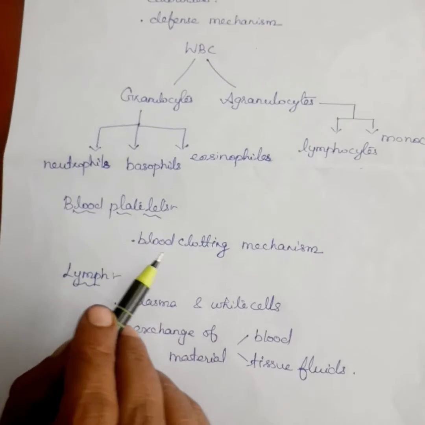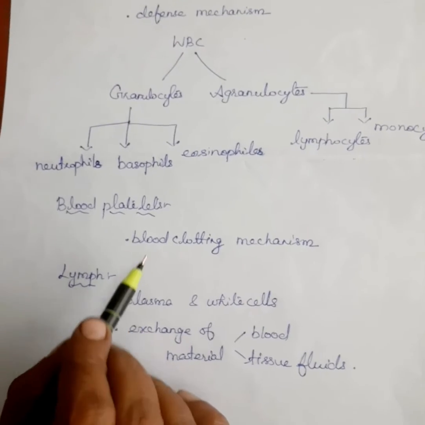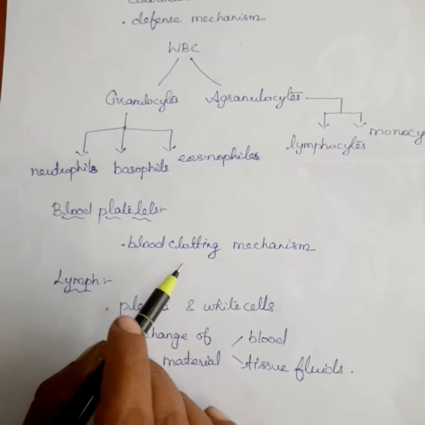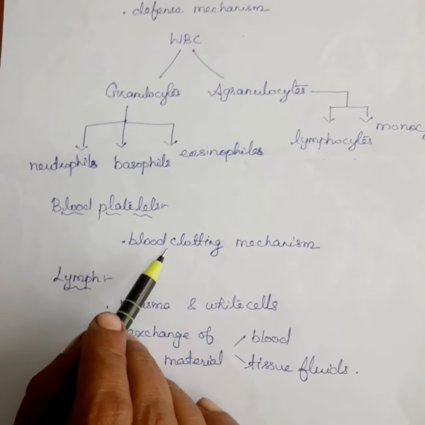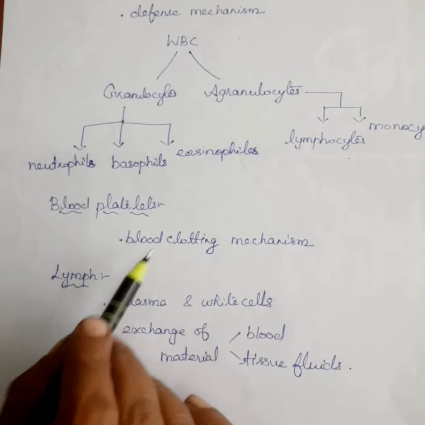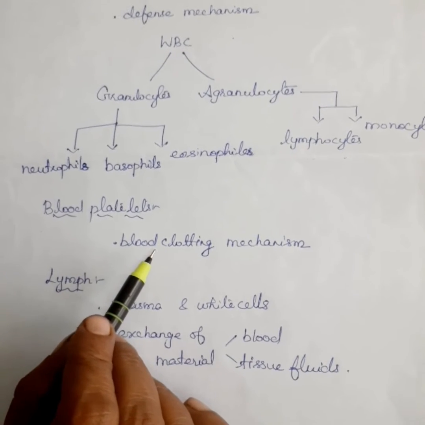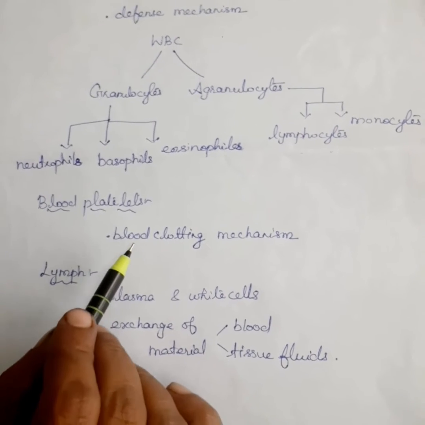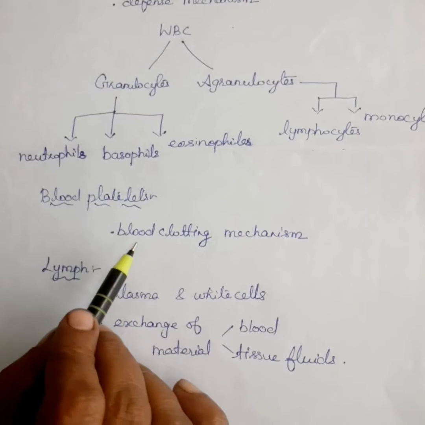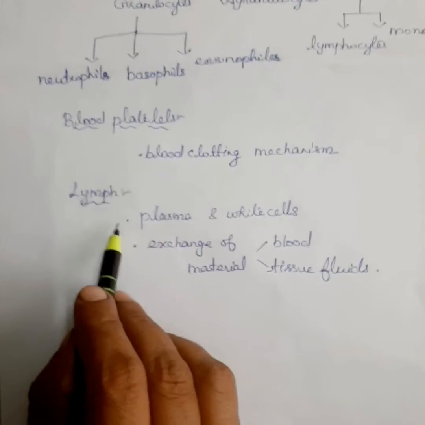We are going to learn about blood platelets. They are colorless cells. Blood platelets help in the clotting of blood. They are minute moving fragments. So, what is the important role? The important role is the blood clotting mechanism.